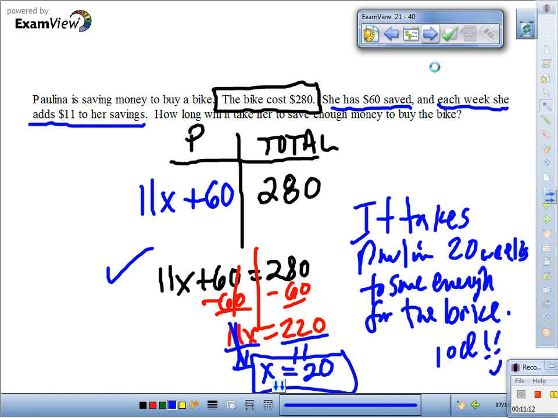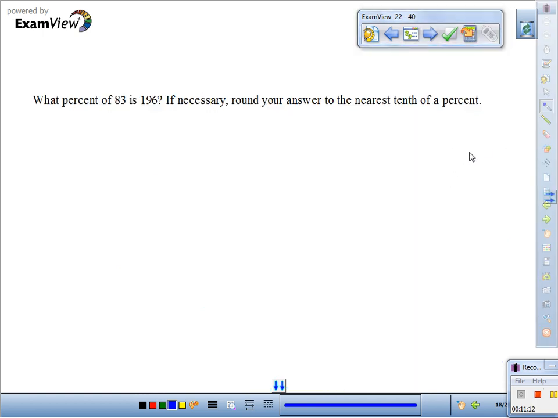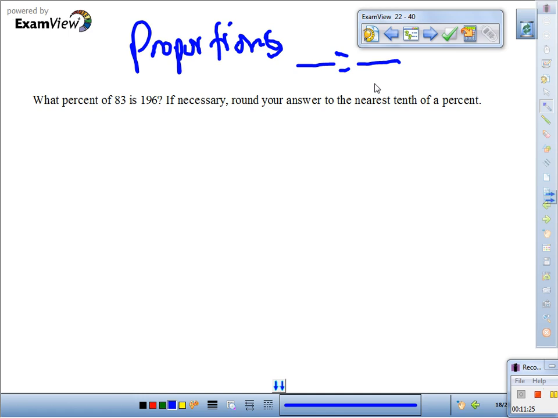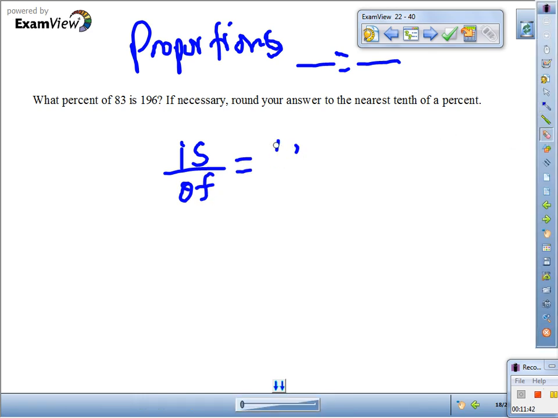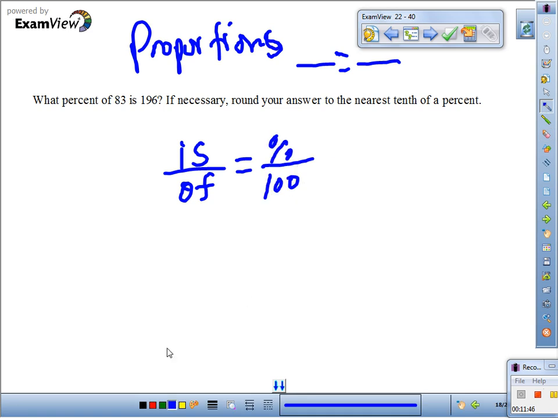Go to number 22. Make a note. For numbers 22, 23, and 24, you need to use proportions. What does that mean? A fraction equals another fraction. That's what I want to see. Numbers 22, 23, and 24. So let's see. This one is involving percents. Do you know a proportion that I gave you for that? Is over of equals percent over 100. Does that sound familiar? Yes, Mr. Q. All right, good. Blank over blank equals blank over 100.